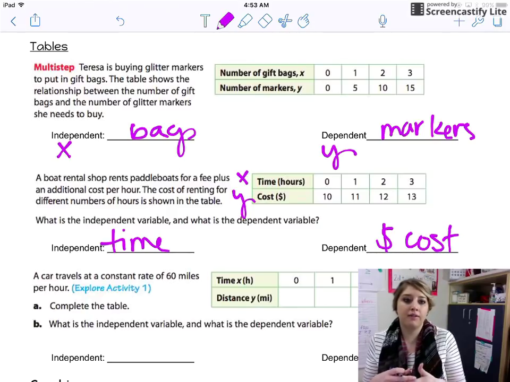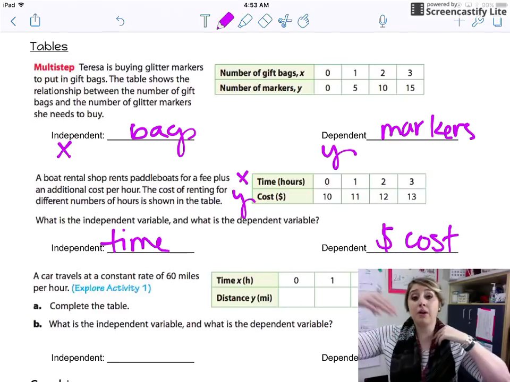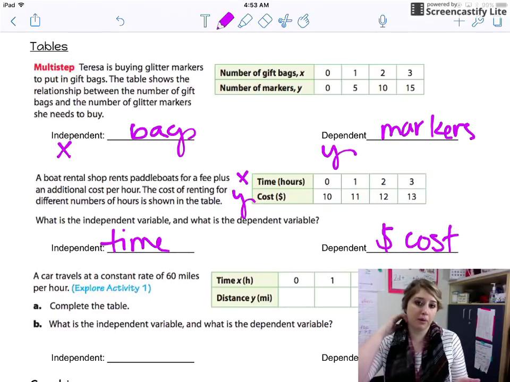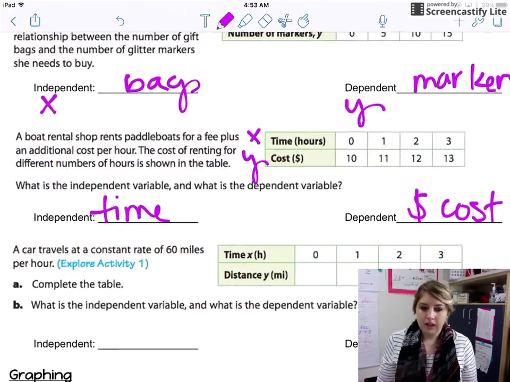If I just rent the boat, but I don't go out at all, it's going to cost me $10. But if I go out for an hour, well, then it's going to cost me $11 because it's $1 more per hour. Does that make sense? The x and the y: time, cost, dependent, independent.